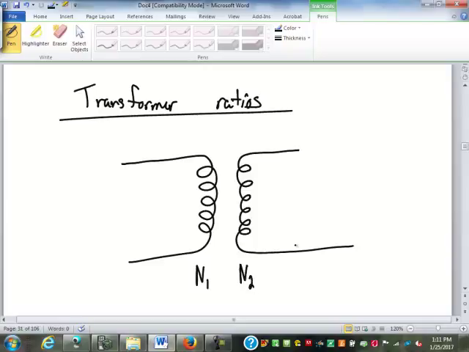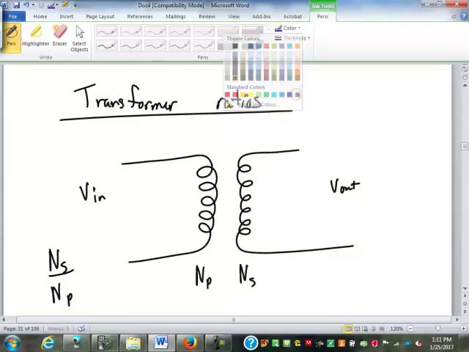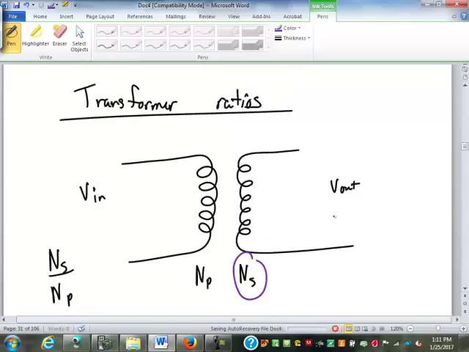So we're going N1 and N2 as the number. N1 is the number of turns in the primary coil. We'll just go primary and secondary, NP and NS. So this is your voltage going in. This is your voltage coming out. Your transformer ratio is usually the ratio of the number of turns in the secondary coil to the number of turns in the primary coil. So if there are fewer turns in the secondary, this is a step down. If there are more turns in the secondary, it'll be a step up.